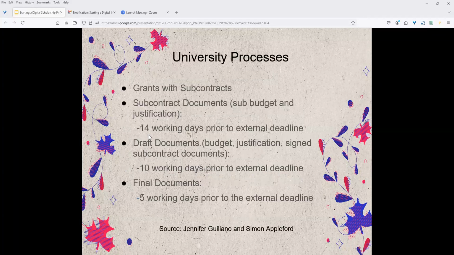So you have grants with subcontracts, you have subcontract documentation. Usually you have this 14 working days prior to an external deadline. There are draft documents, 10 working days prior to external deadlines. And then you have your final documents, where you have 5 working days prior to the external deadline. So you have to really, really, really plan ahead in this.